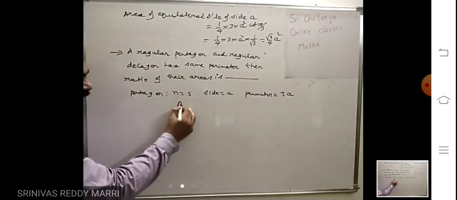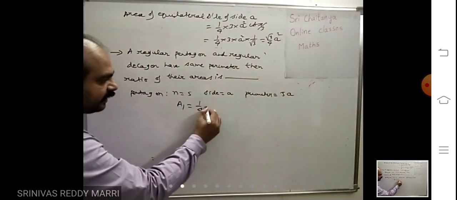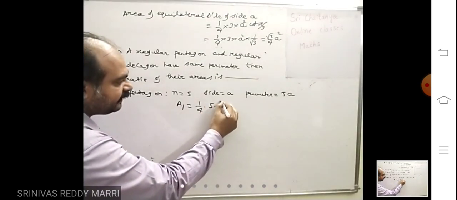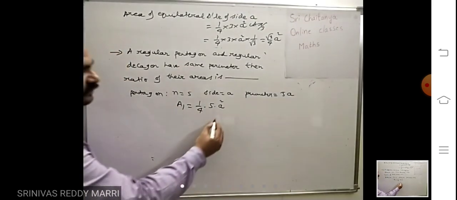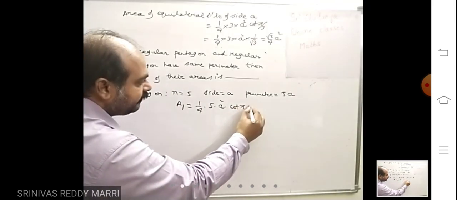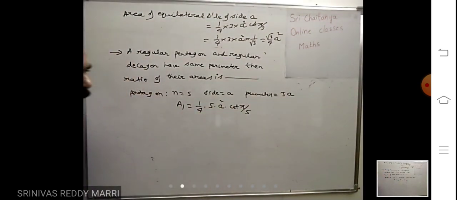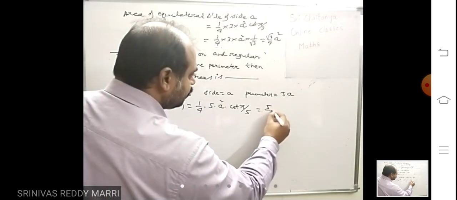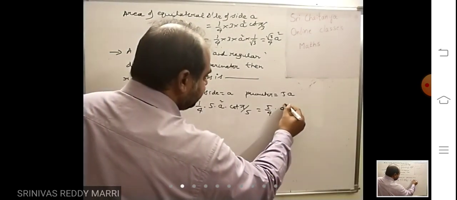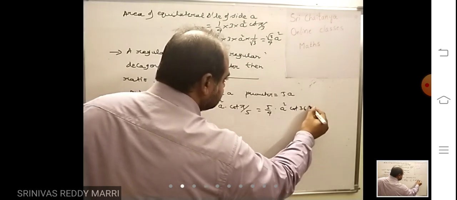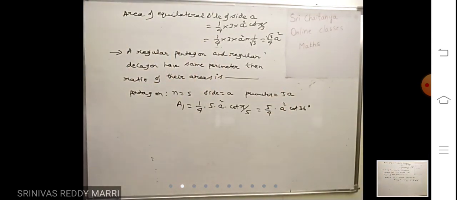So its area is what? Let us say A1. 1 by 4 into, what is the formula? N into a square into cot pi by n. N is 5, just substitute it in the formula. 1 by 4 n a square cot pi by n. Right? This is nothing but 5 by 4 into a square into cot 36 degree.